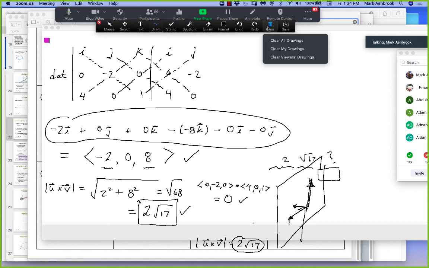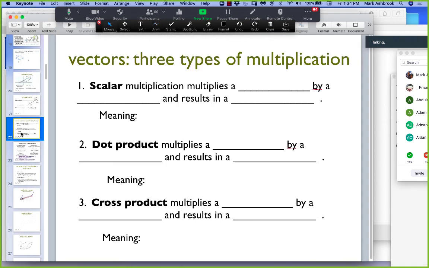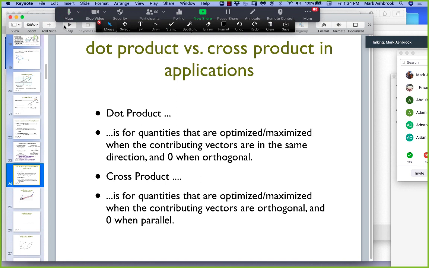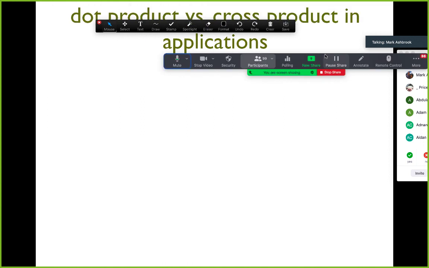So let's talk about this. So applying dot product versus cross product and applications.